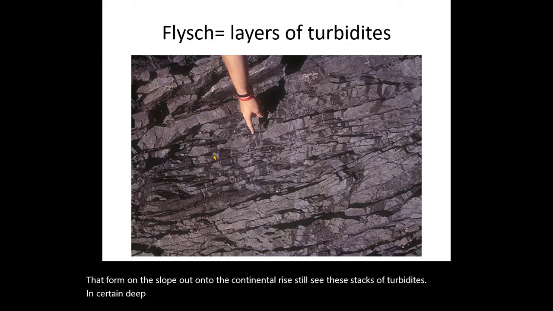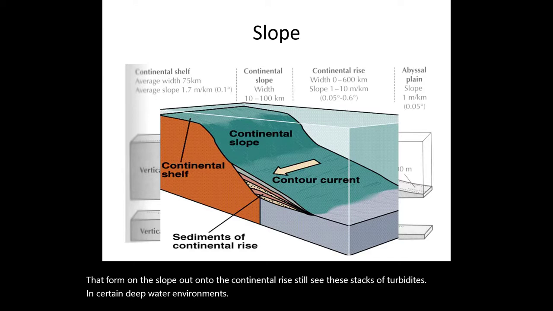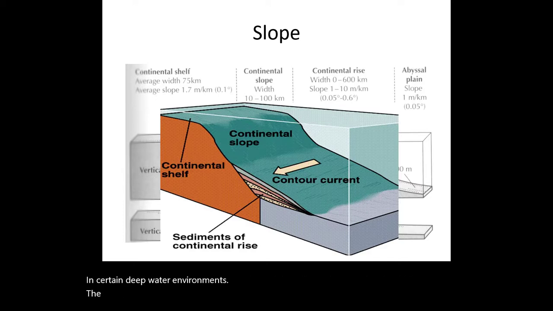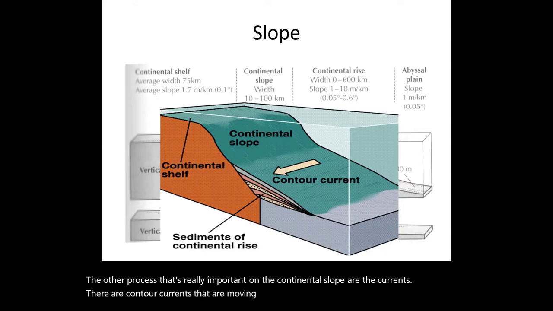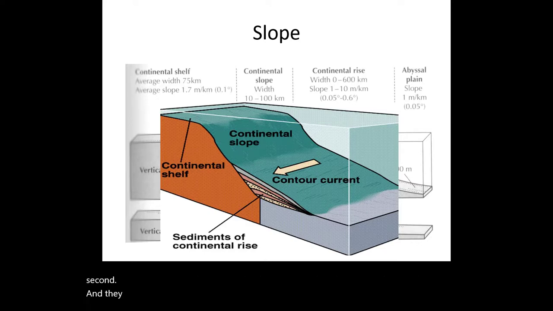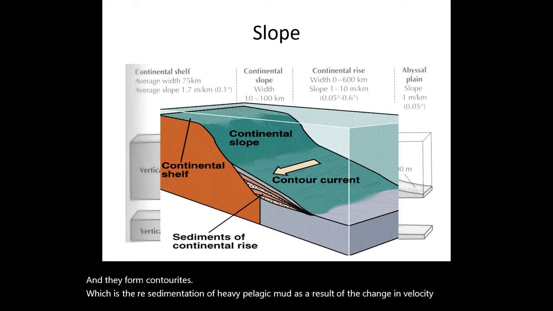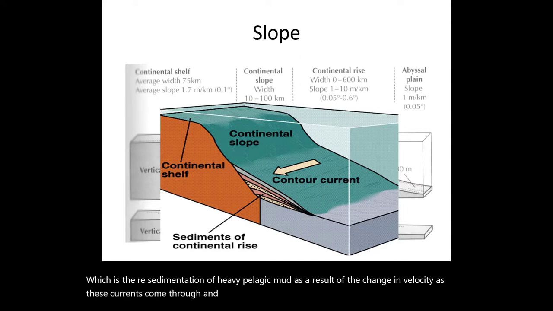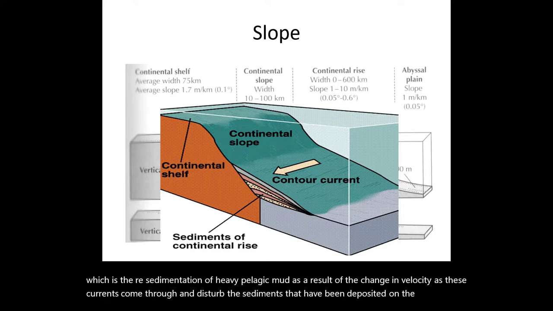The other process that's really important on the continental slope are the currents. There are contour currents that are moving between 5 and 20 centimeters per second, and they form contourites, which is the resedimentation of hemipelagic mud as a result of the change in velocity as these currents come through and disturb the sediments that have been deposited on the continental slope and the continental rise. So we're going to take a moment right now to watch some videos on what causes currents at the bottom of the ocean.